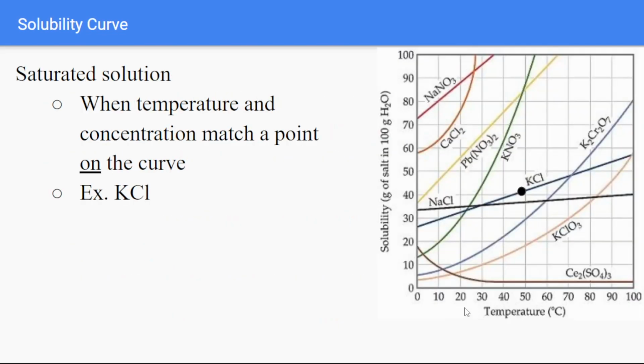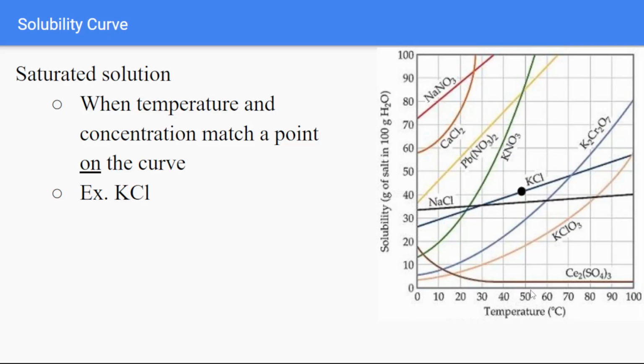So here's an example. We're going to look at potassium chloride. So here's our curve for potassium chloride. Notice that we have our solubility. This is the amount that's being dissolved in 100 milliliters of water. Notice that this says grams of salt in 100 grams of water. Well, 1 gram is equal to 1 milliliter if you're talking about water, because the density is 1 gram per milliliter. So you could interpret this as 100 milliliters of water. And then this is the temperature.